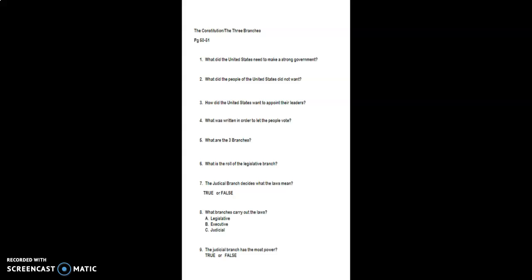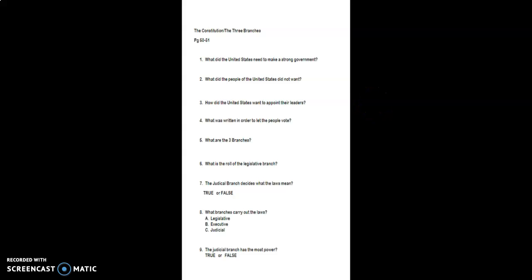Number 7, the judicial branch decides what laws mean. True or false? Number 8, what branch carries out the laws? Is it A, legislative, B, executive, or C, judicial? Number 9, the judicial branch has the most power. True or false? So go ahead and answer these questions.